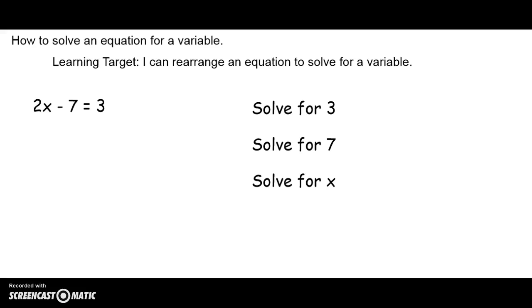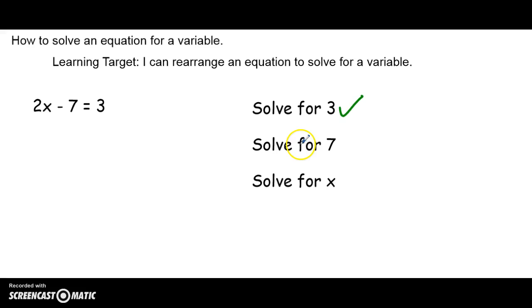It turns out that the way we have the equation written so far is that it is actually solved for 3 because it equals 3. I can rearrange this equation however I want to in order to solve for something else. So it's already solved for 3. Let's try solving it for 7.